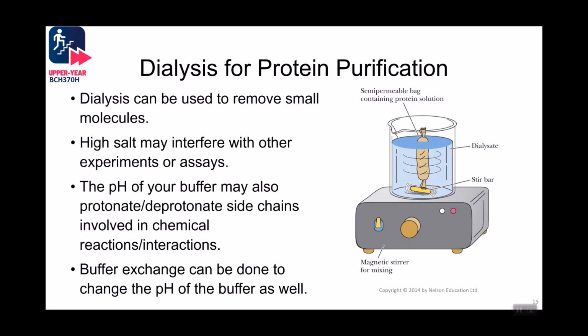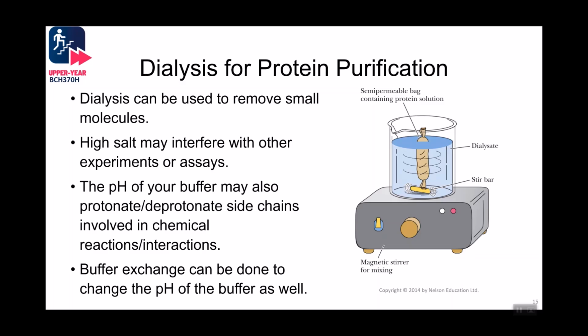This can remove any high salt that you used maybe for ion exchange, or the small molecule ligands that you eluted your protein from the affinity column with, and you can also change the pH of your buffer in case you want to change its conditions as well as salt concentrations. And this would be known as buffer exchange, where you have one buffer inside the bag and another outside.